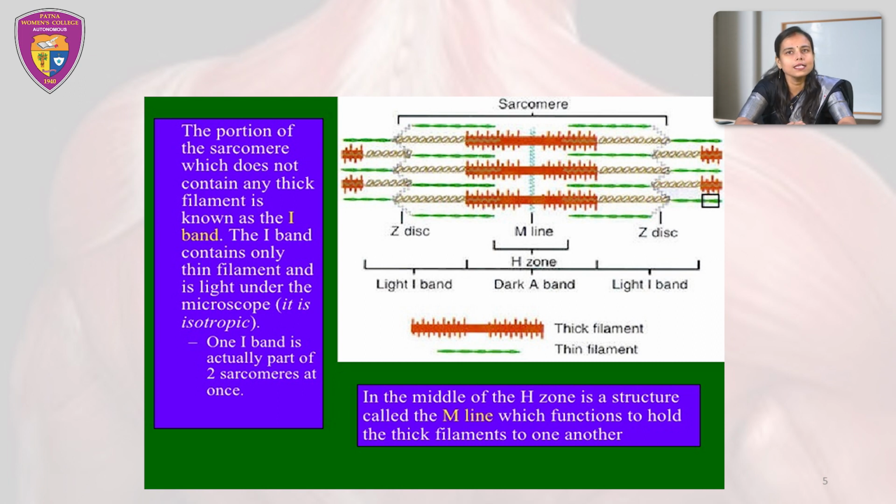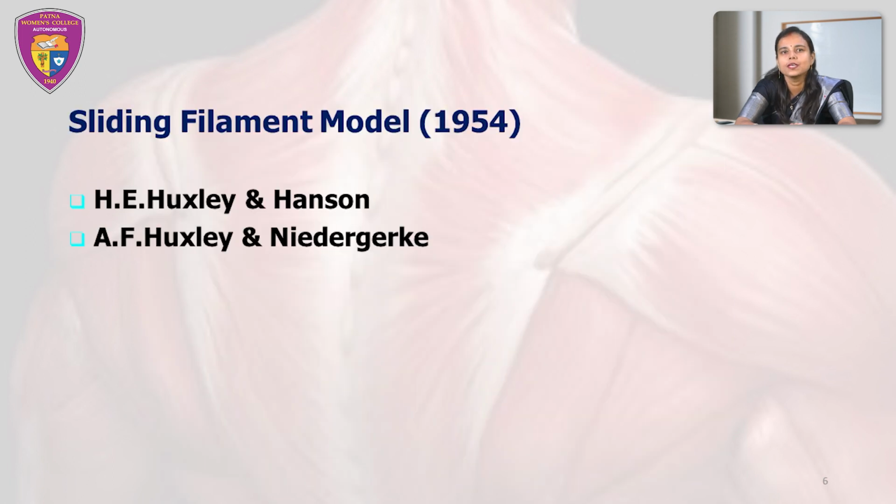I bands or isotropic bands are light bands made up of actin and anchored to Z lines. A bands or anisotropic bands are dark bands made up of overlapping thick and thin filaments. In the center of A band is H zone, consisting of myosin filaments only. In the middle of H zone, there is M line, which functions to hold the thick filaments to one another.